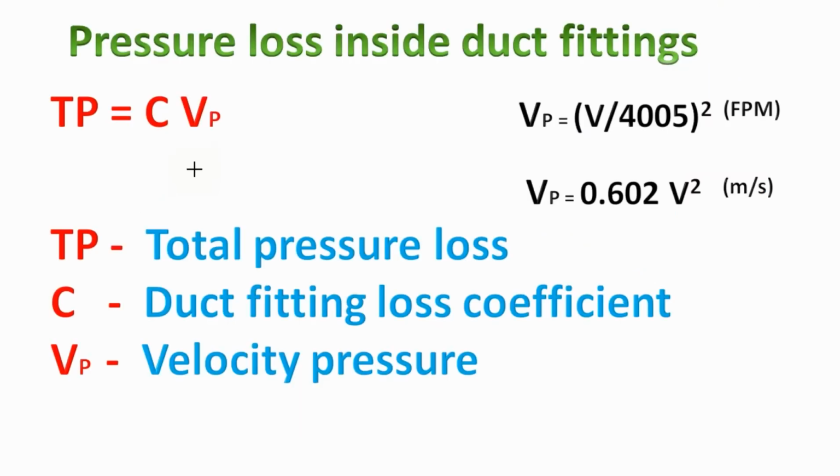To calculate the pressure drop inside a fitting, we use this formula: total pressure drop equals fitting loss coefficient times velocity pressure. The fitting loss coefficient we will select from the ASHRAE tables, and to calculate the velocity pressure we will use this formula. If velocity is in FPM, then we use this formula, and if velocity is in meters per second, then we use this formula.